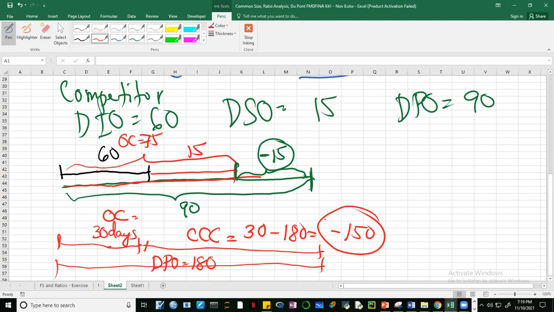Ibig sabihin nun, they have still 150 days. Nakolekta na nila yung receivables. Tapos meron pa silang practically 5 months. Kasi kung 30 days on the average per month, 30 times 5, 150. They have 5 months before they pay their payables. Okay, di ba? Ang dami nilang pwedeng gawin dyan. Basic dyan, pwede na ilagay sa short-term investment. Okay? Di ba? Okay, good or bad then, guys?